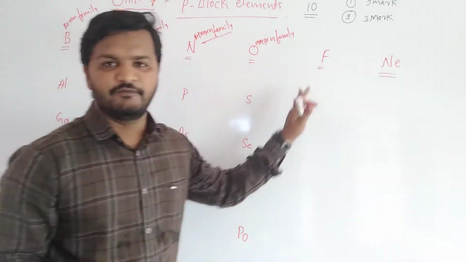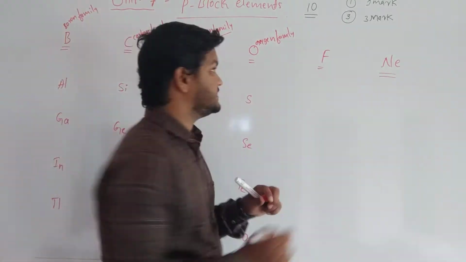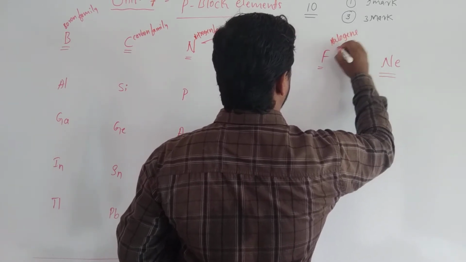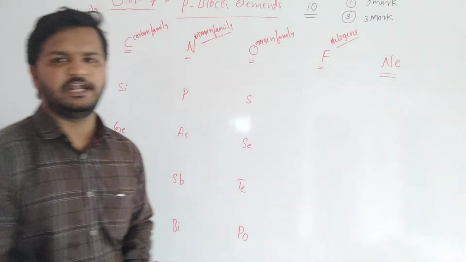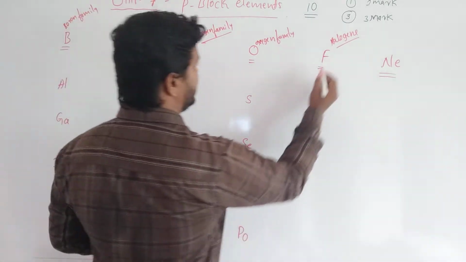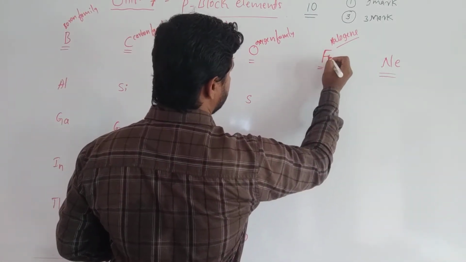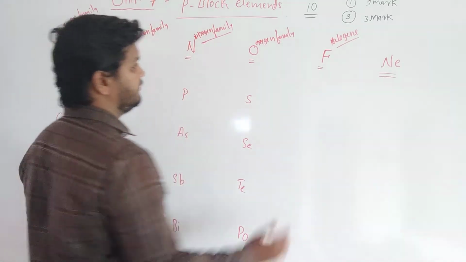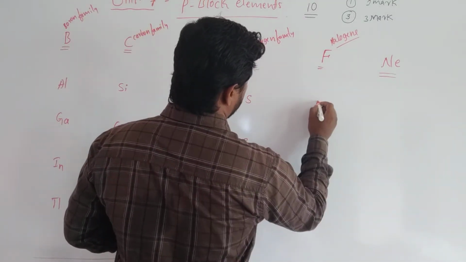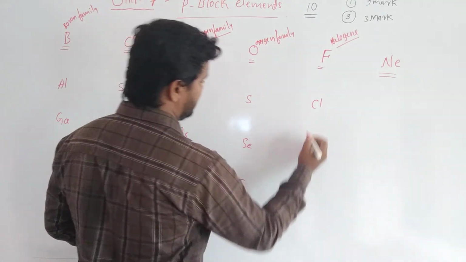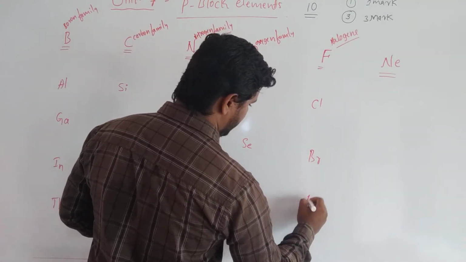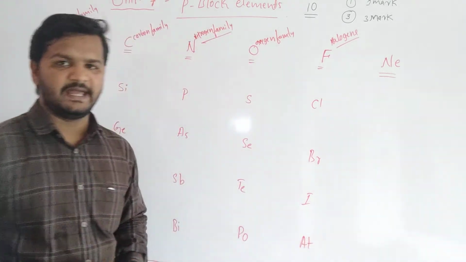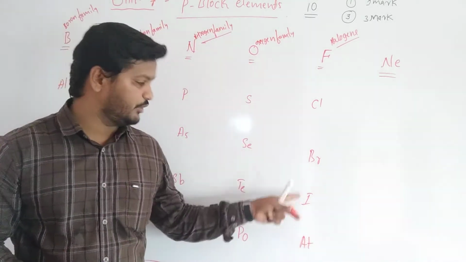And next one, fluorine family, or you can say halogens. It contains the most electronegative elements in the periodic table. Fluorine is the most electronegative element in the periodic table. The members are fluorine, chlorine, bromine, iodine, and last one astatine.